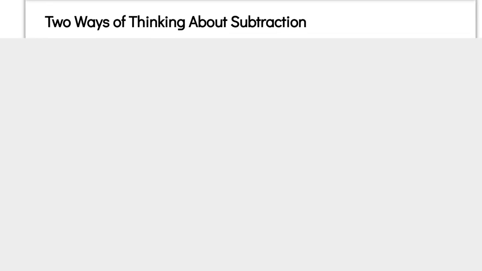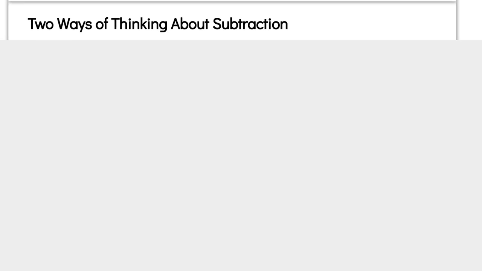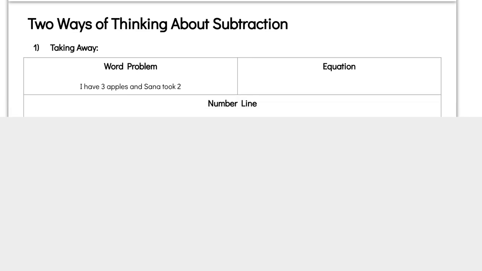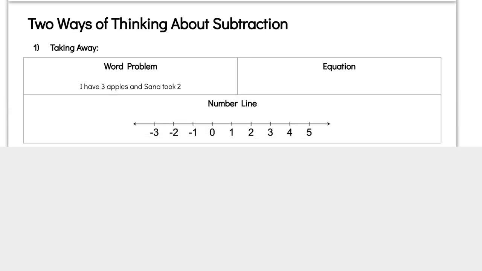First, we'll talk about two ways of thinking about subtraction. Now, for some of you, this may be a bit of a review, but for some of you, it may be a revelation. Most of us have heard about the act of taking away, right? This is the classic, what we've all been taught in elementary school. If you have 3 apples and Santa took 2, the equation goes 3 minus 2, and you're left with 1 apple. On a number line, it looks like this. You start at 3, you take 2 away, you end up with 1 apple.